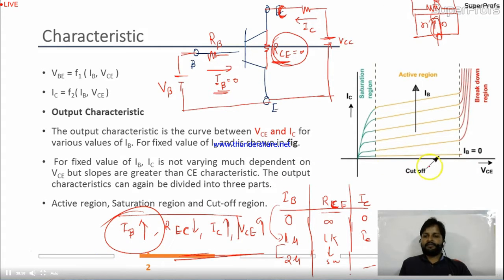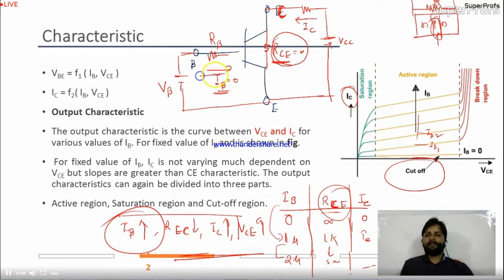When IB is 0, the entire circuit is in the cutoff region. Cutoff region means there is no current. IC is 0. But as you increase the IB, see, this is the way in which IB is going to increase. Here IB is something, here IB is something. So here IB is greater than this one. If this is IB2, this is IB1, so IB2 is greater than IB1. So in this vertical direction, IB is going to increase. When IB increases, I told you that IC will also increase. Why? Because RC is going to reduce.